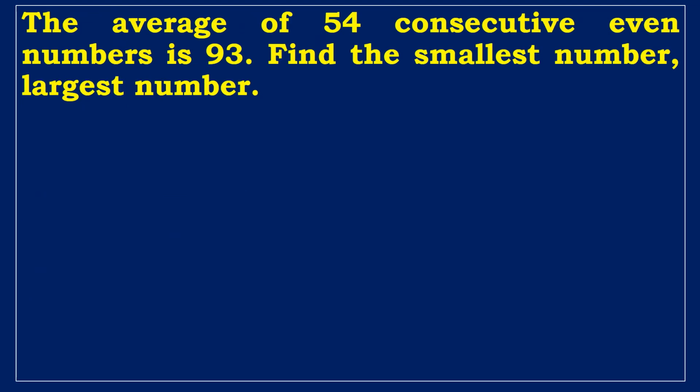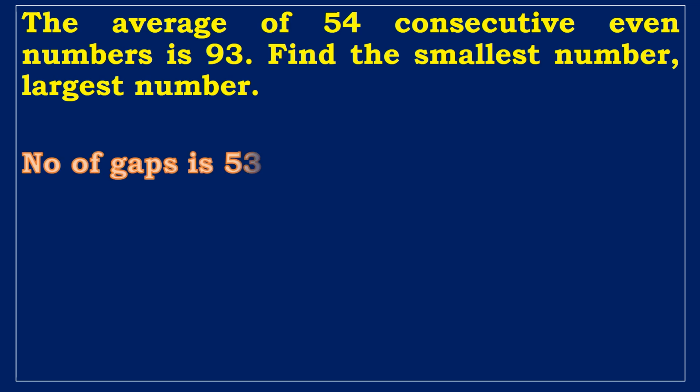Let us look at another example in consecutive numbers. The average of 54 consecutive even numbers is 93. Find the smallest number and the largest number. It is easy to find the largest and smallest value for given consecutive numbers using the number of gaps among numbers. The first number in the set is the smallest number. The last number in the set is the largest number. The number of gaps is determined by subtracting 1 from the number of terms in the set.